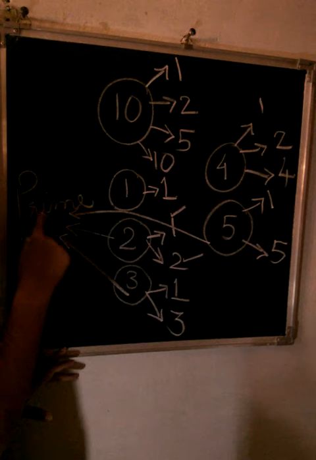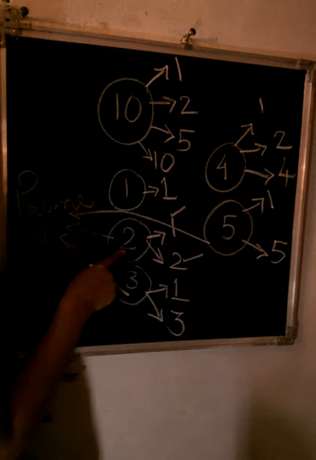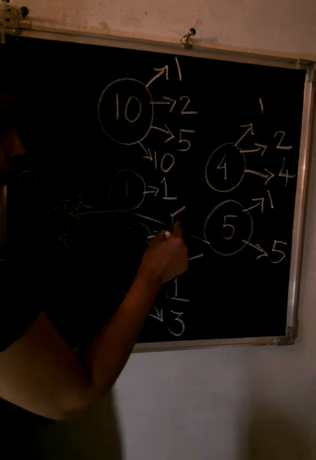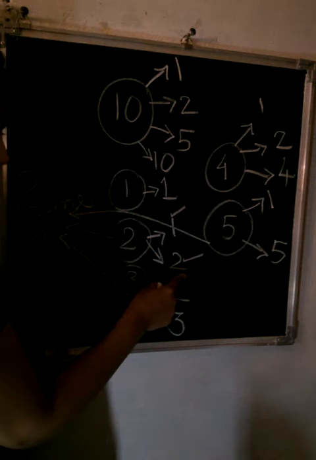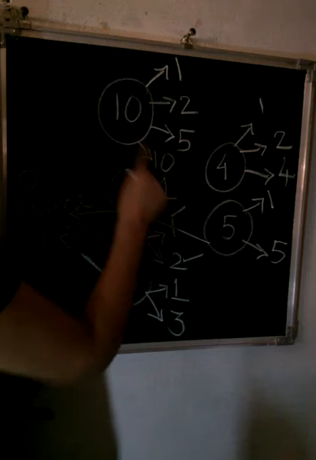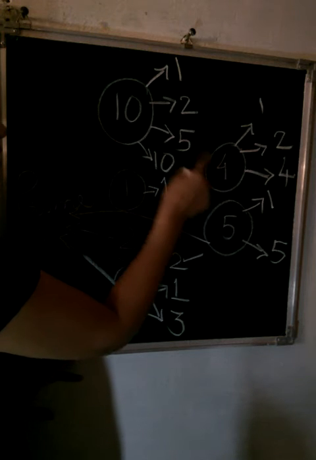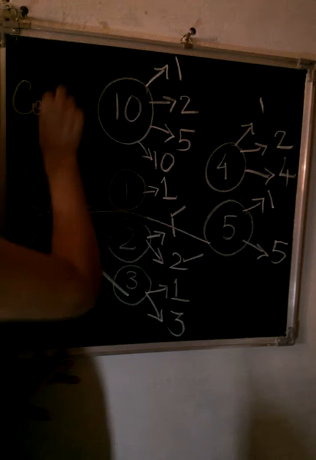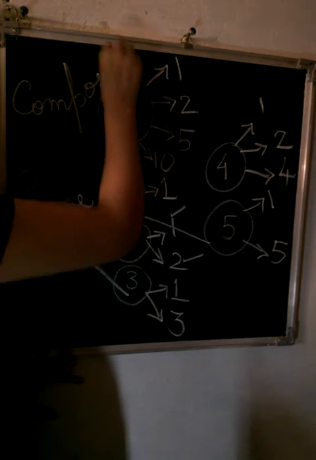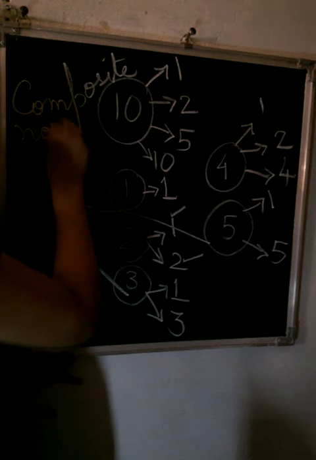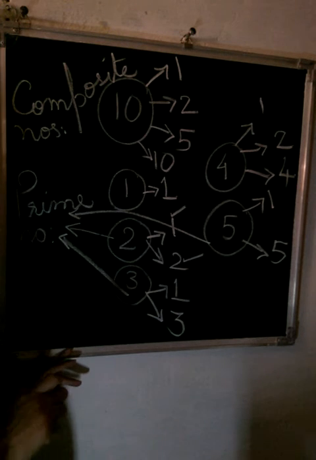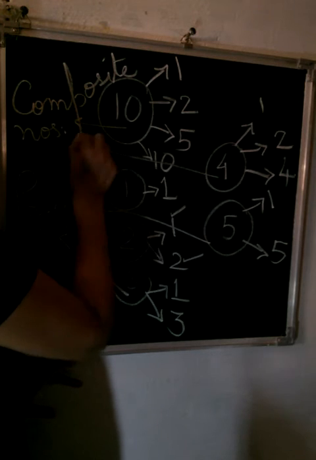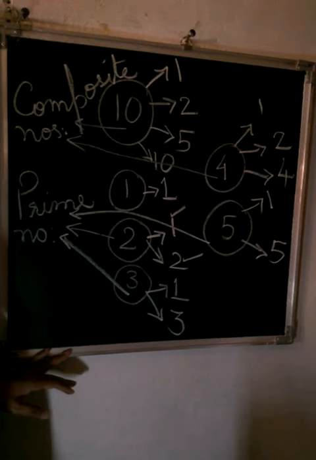So, what is a prime number? A prime number is a number which has only 2 factors, that is 1 and the number itself. Then what about the numbers which have more than 2 factors? They are not prime numbers. They are composite numbers. So 10 is a composite number. 4 is a composite number.